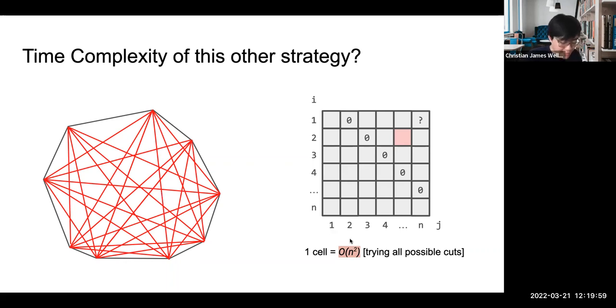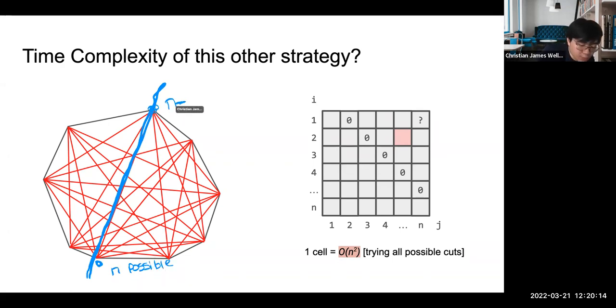It's the same argument, because to choose a dividing line, you need to fix one point, right? And there are n possibilities. And the other one also has n possibilities, or n minus 1 possibilities rather, because you cannot choose itself anymore, right? You try all these dividing lines and then you recurse, right? So there are O(n) squared possible cuts to compute just one cell.